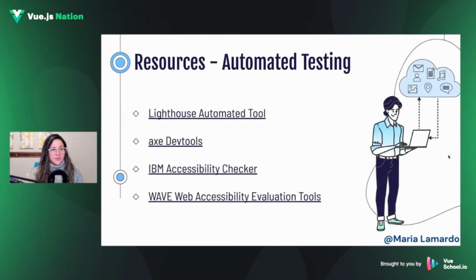So here are some of the tools that you can use for automated testing. However, automated testing will only catch about 35 to 40% of accessibility issues, and there will always be a need for manual testing. So here we have Lighthouse automated tool, AxDev tools, IBM accessibility checker, web accessibility evaluation tools. Again, there are many tools available.